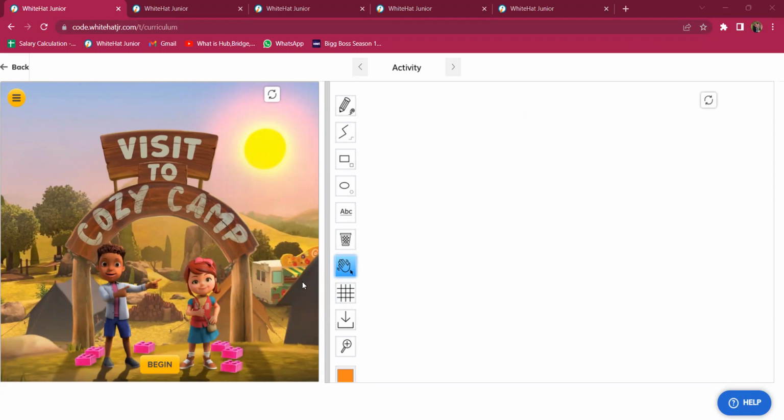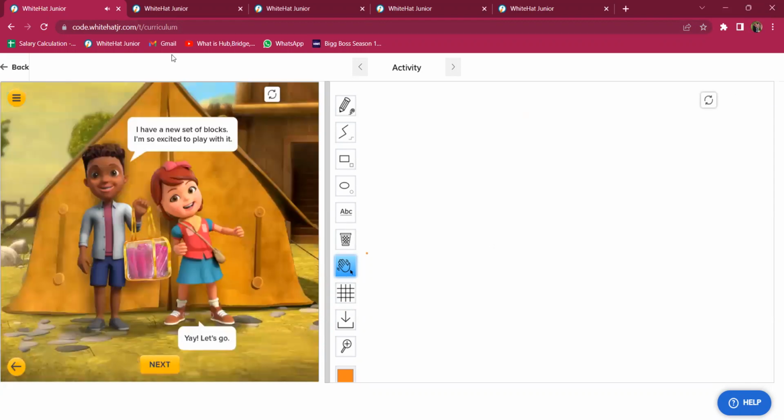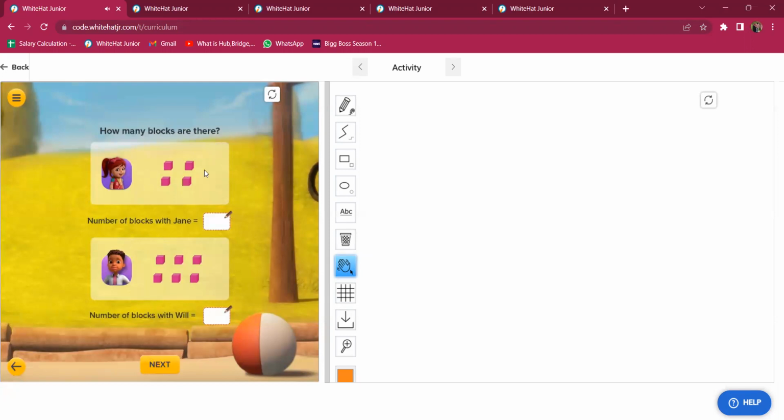So let's see what we're going to do today. We are visiting Cozy Camp with Jane. She has come to Cozy Camp to meet you. Let's find out what they are up to. They are excited for the new set of blocks that they want to play with. They have to count them before they start playing. So how many blocks are there?